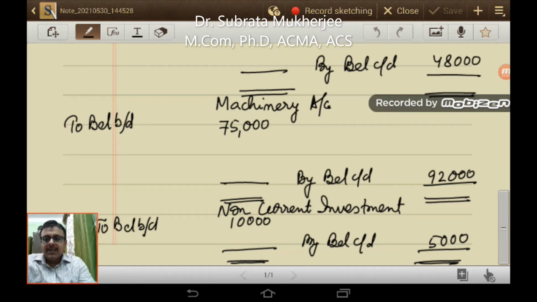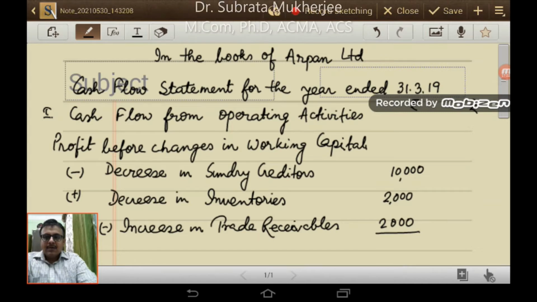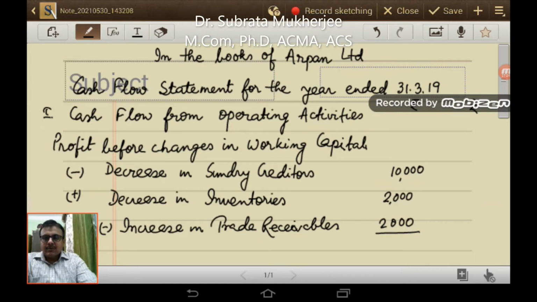Now I will deal with all the balances of the current assets and current liabilities. Now let us discuss what is the impact of changes in current asset and current liability. In fund flow statement, we prepare a statement showing changes in working capital. But in cash flow statement, we reduce or we add up with the balance of profit before changes in working capital.